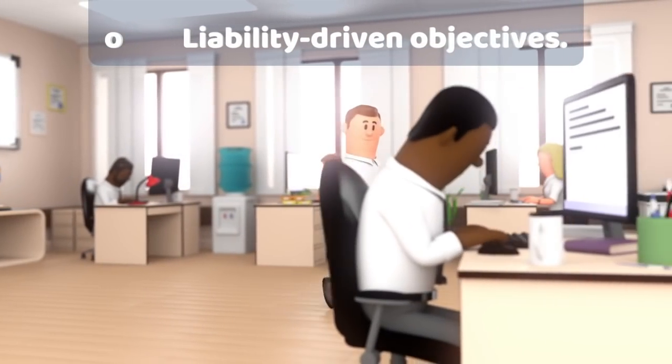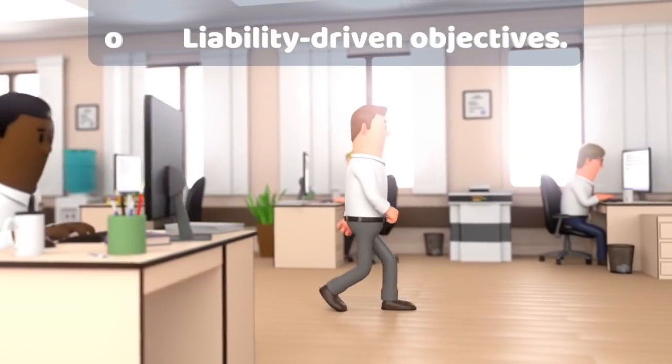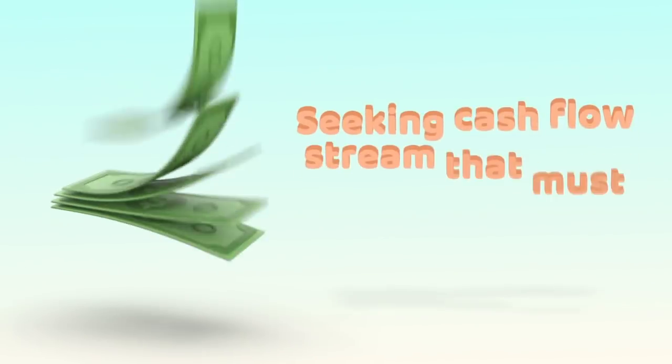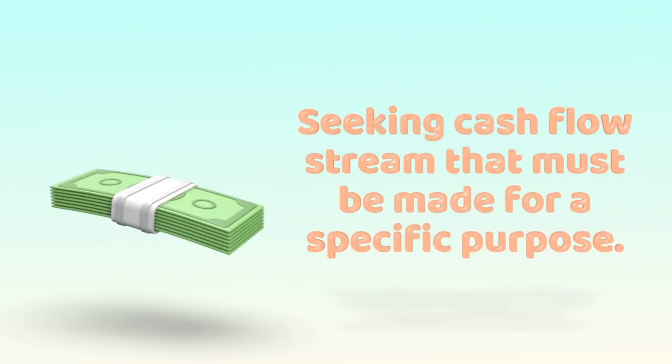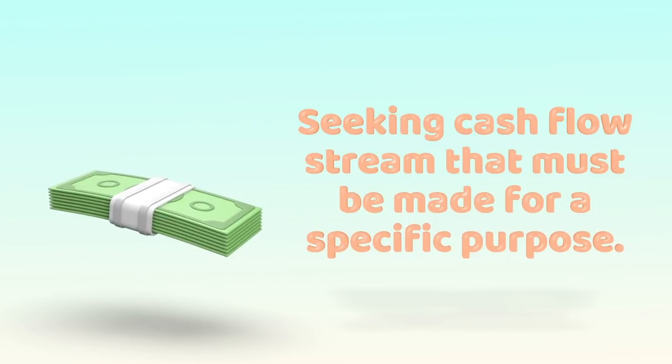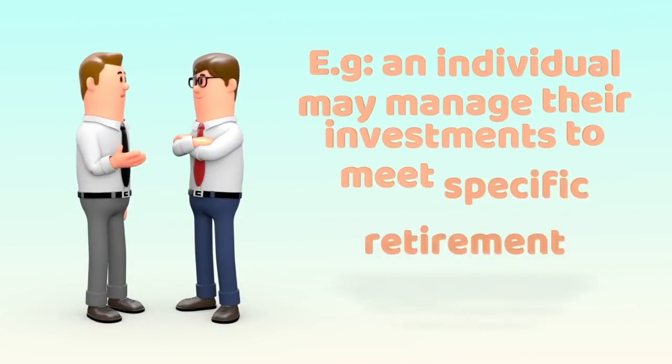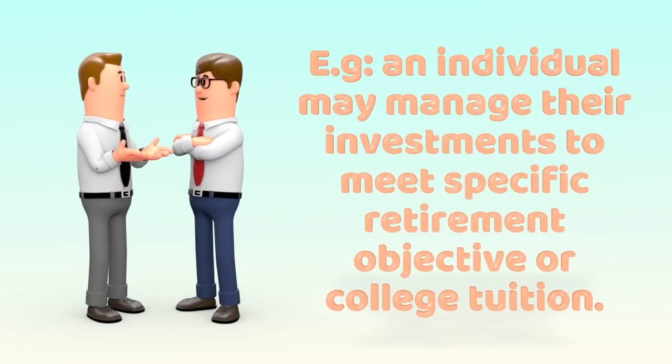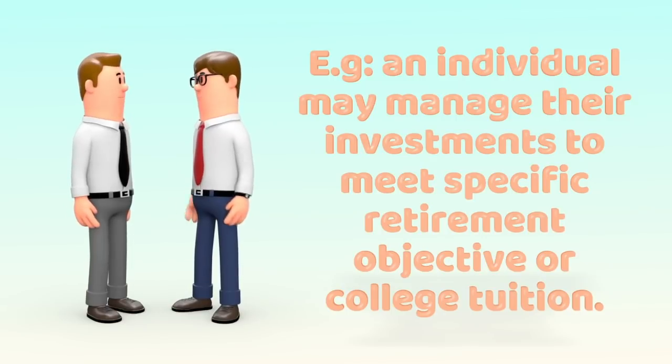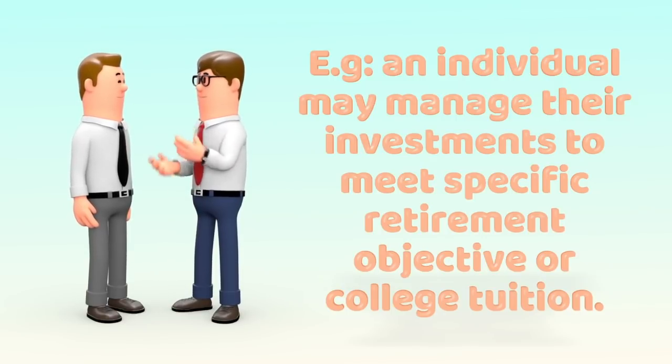Liability-driven objectives. It means seeking a cash flow stream that must be made for a specific purpose. Let us now see an example. Example of liability-driven objectives: an individual may manage their investments to meet a specific retirement objective or college tuition.